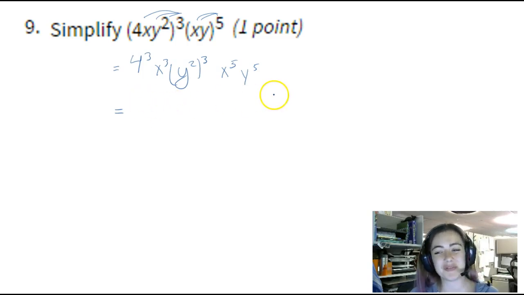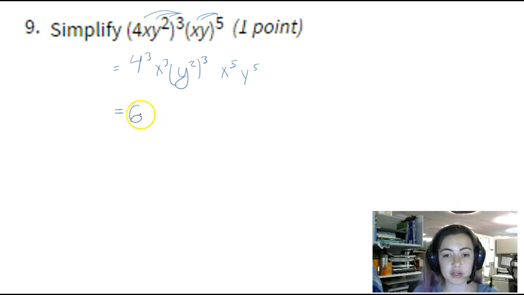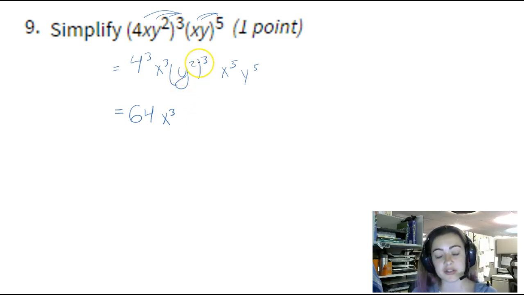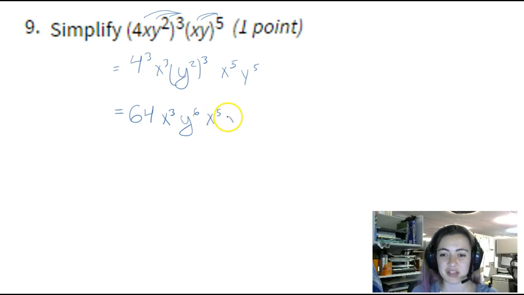So let's go through and simplify each of these. 4 to the third, so 4 times 4 is 16, times 4 is 64. X to the third, now y squared to the third. That's 3 groups of y squared, so it's y to the 6, or you can think of 2 times 3. Either way, y to the 6, and we still have x to the fifth, y to the fifth.